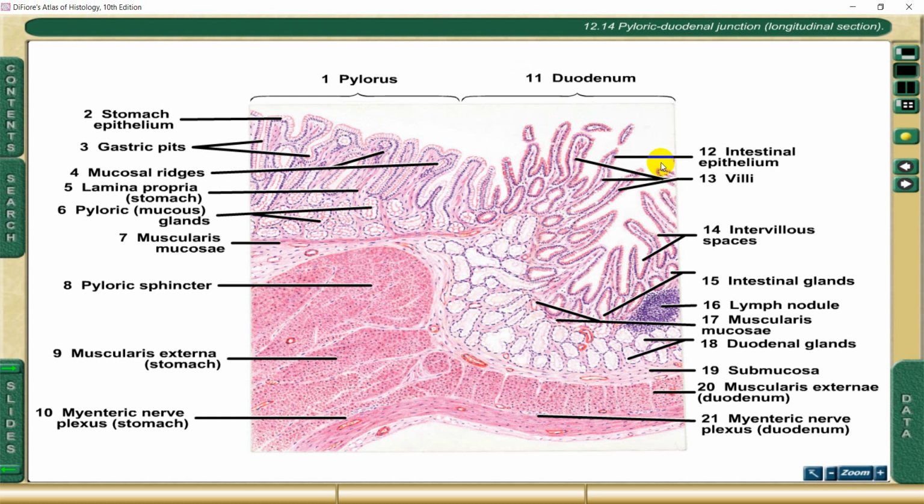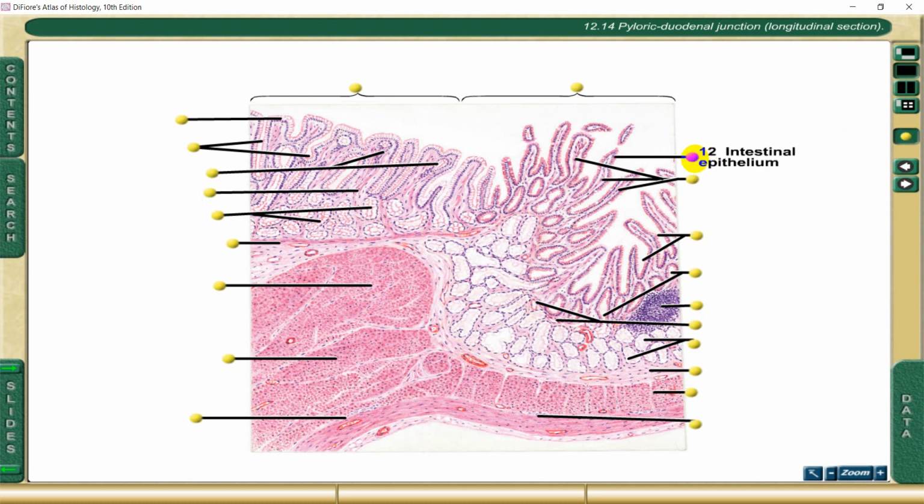This villi is lined by simple columnar epithelium with goblet cells, while the stomach is without goblet cells. The lamina propria of the stomach has the gastric gland. This gastric gland consists of the 5 cells. The lamina propria in the duodenum has the crypt, the crypt or the intestinal gland.